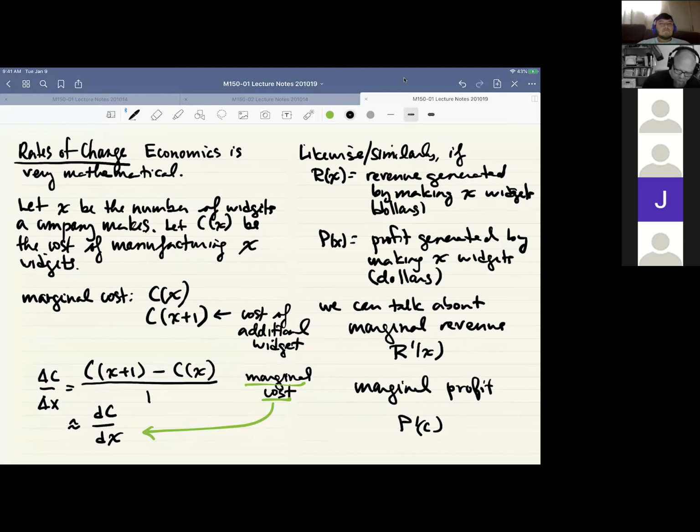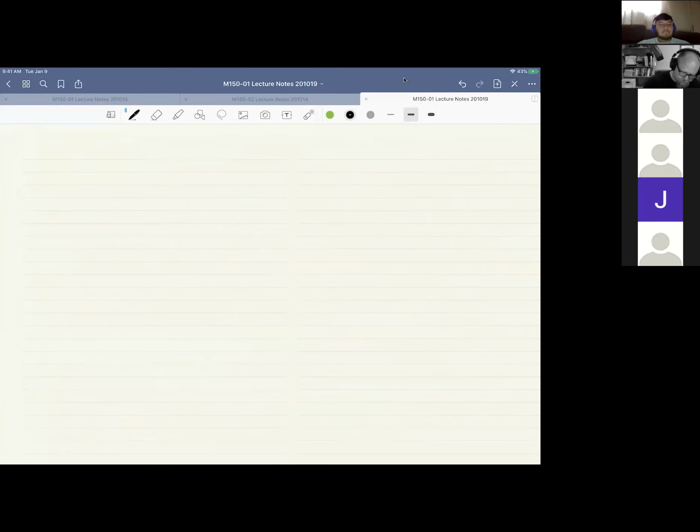I guess it's also worth noting, and I'll go to the next page so I'm not writing too low on a page, profit is defined to be revenue minus cost. So the marginal profit is the marginal revenue minus the marginal cost, by our rules of differentiation.